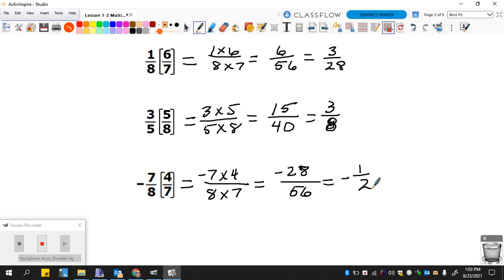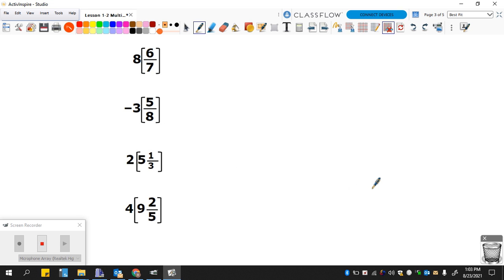All right, moving on. Now on this one, we have a whole number. They're both positive: 8 is a positive and the 6/7 is a positive. But it's a whole number. And remember, on a whole number, you just draw your fraction bar and put a 1 underneath it. So this would become 8 times 6 and 1 times 7. 8 times 6 is 48. 1 times 7 is 7.